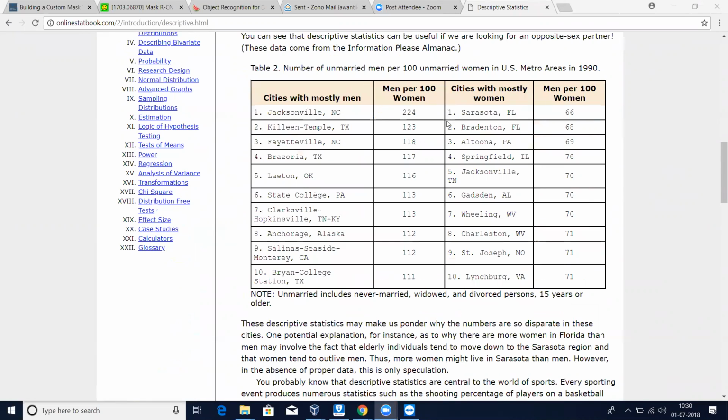Descriptive statistics means, I showed you this function describe, right? Data frame dot describe, it will show mean, max, and so on. And it is also part of descriptive statistics.